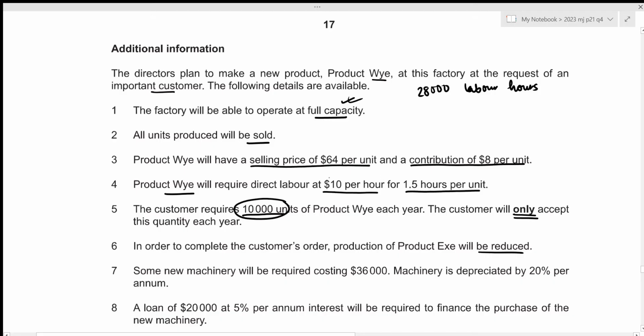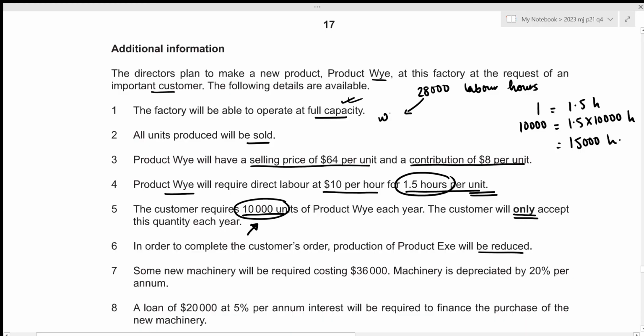We are told that for product Y, 1.5 hours of direct labor is required per unit. Alright, so for 1 unit, we require 1.5 hours, and we are told that we require at least 10,000 units. So for 10,000 units, we require 1.5 times 10,000 hours, which results in 15,000 hours. So out of 28,000, product Y will get 15,000 labor hours. Now the remaining is just going to be 28,000 minus 15,000, which is 13,000. Now we can utilize these 13,000 direct labor hours in order to produce product X.